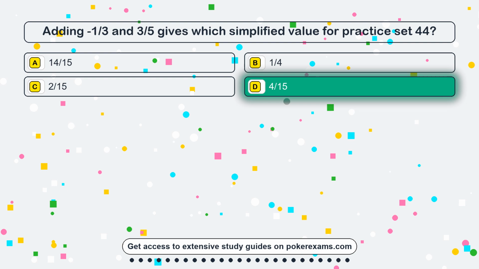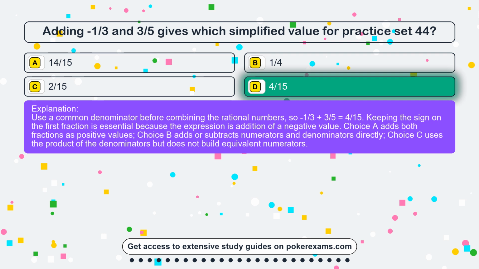The correct answer is option D, 4/15. Use a common denominator before combining the rational numbers, so -1/3 plus 3/5 equals 4/15. Keeping the sign on the first fraction is essential because the expression is addition of a negative value. Choice A adds both fractions as positive values, choice B adds or subtracts numerators and denominators directly, choice C uses the product of the denominators but does not build equivalent numerators.